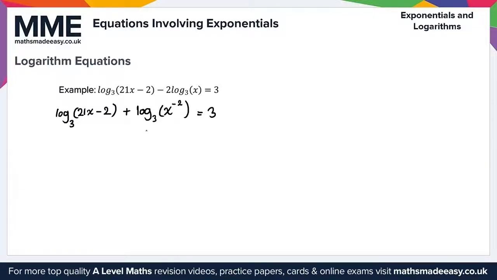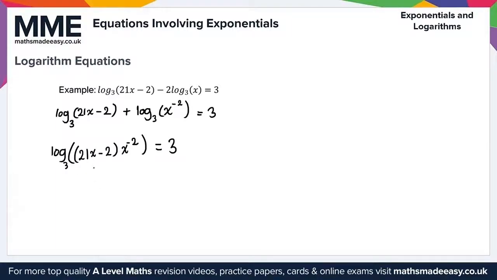Now if we notice here, we have the summation, the addition of two logarithms. So in that case, as they have the same base, we can write this as a single logarithm. And remember, combining these as a single logarithm, this becomes the product. So we get log of 21x minus 2 times x to the minus 2. Okay, and don't forget our base here, base 3. And this is still all equal to 3.